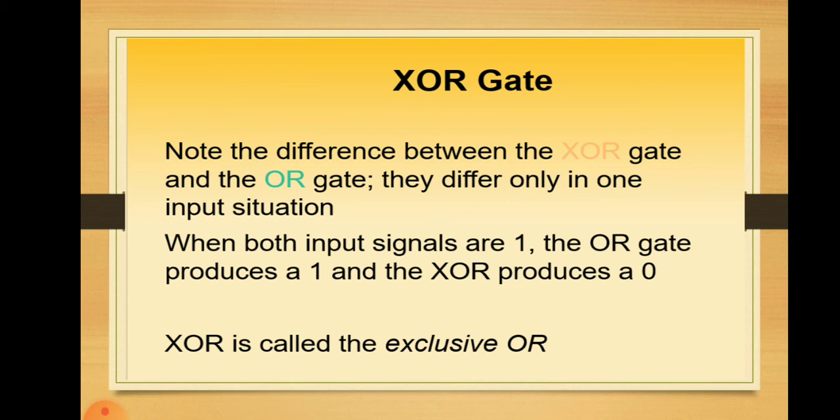Note the difference between the XOR gate and the OR gate. They differ only in one input situation. When both input signals are 1, the OR gate produces a 1 and the XOR produces a 0. XOR is called the exclusive OR.